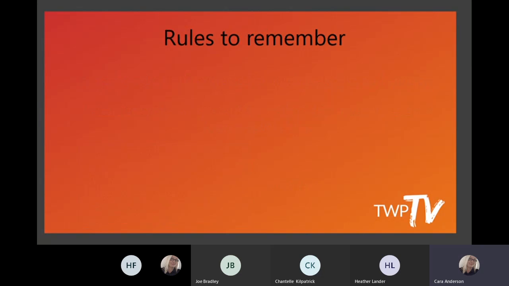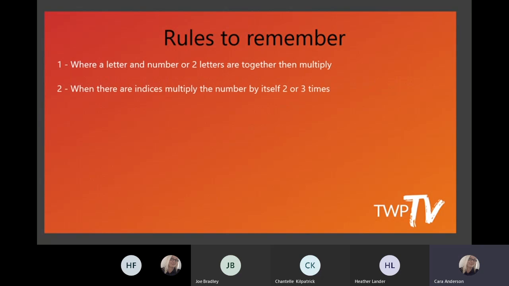So when you are working with formulas, there's a few rules to remember. The first one is where a letter and a number or two letters are together. Mathematicians are really lazy. They try and miss out as much as they can. So they don't put in the multiplication sign. They expect you to know that. Also, where there's indices, you multiply the number by itself 2 or 3 times. We're going to come on to that a little bit more in detail in a minute if you're not sure what indices are. You need to follow the order rule.